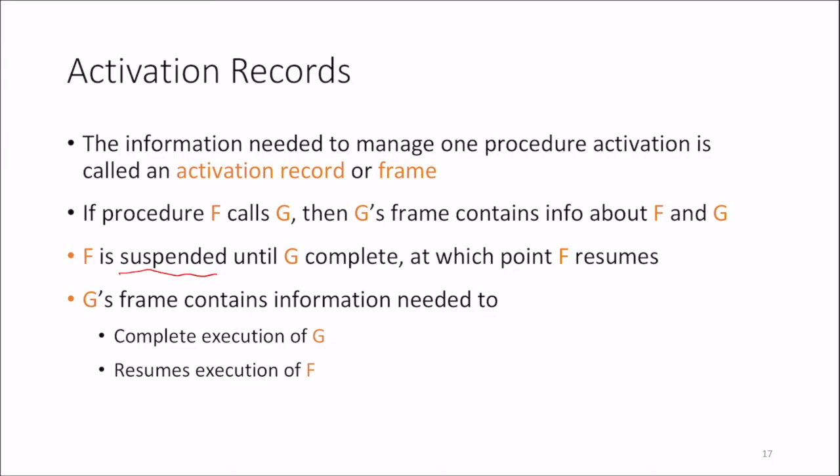So the frame for G contains information needed to complete the execution of G, all of its local variables, etc., and its parameters, and it needs information to resume execution of F. So what is the caller that called G? That information has to be there so it can give control back to F when it's done.